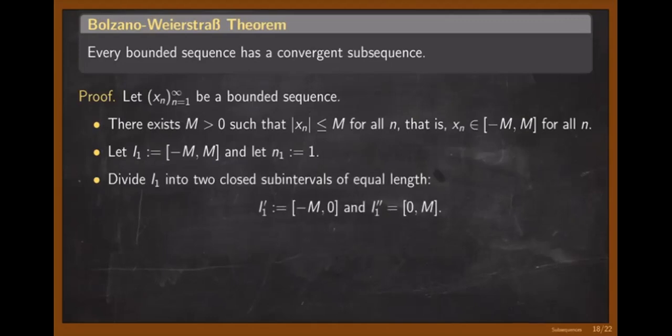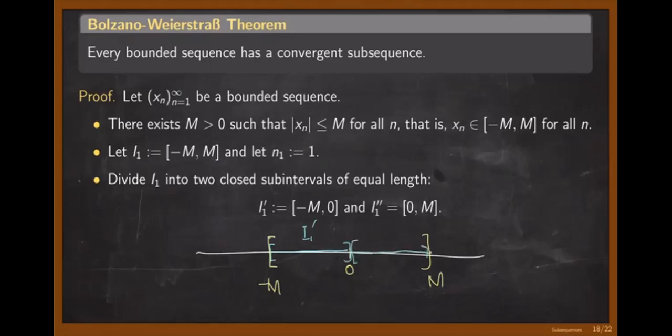Gagawin ko, yung interval na I1, hahatiin ko sa dalawang closed subintervals of equal length. Gugupitin ko sa gitna. Eh di ba ang gitna niyan 0? Can you imagine it now? Ito yung original na interval kung saan lahat ng terms ay nandito. Of course, nandiyan yung 0. Gugupitin ko siya sa dalawa. Ito yung I1 prime. Ito naman yung I1 double prime. Sabayan nyo ng drawing sa isip nyo. Sa first step pa lang kasi tayo.